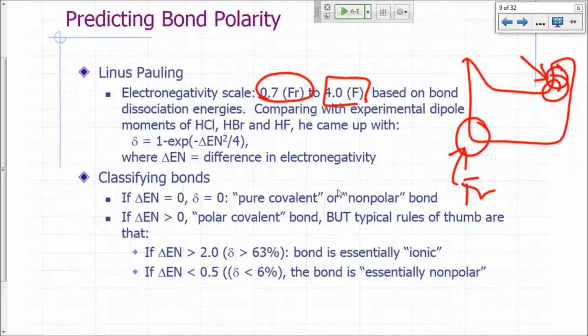Okay, he based those values on bond dissociation energies, and he compared the bond dissociation energies with the experimental dipole moment of HCl, HBr, and HF, and he came up with a formula that relates the partial ionic character of a bond to the difference between electronegativities. So delta EN right here is the difference in the electronegativity between two atoms that are in a bond, and you can calculate the partial charge, your ionic character, as 1 minus e to the minus delta EN squared over 4.